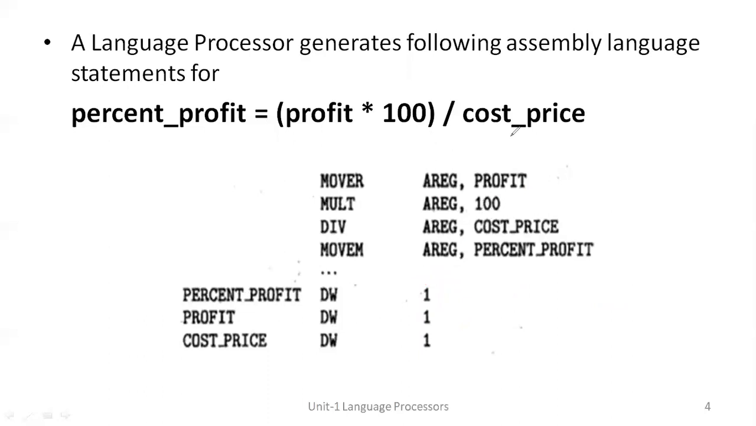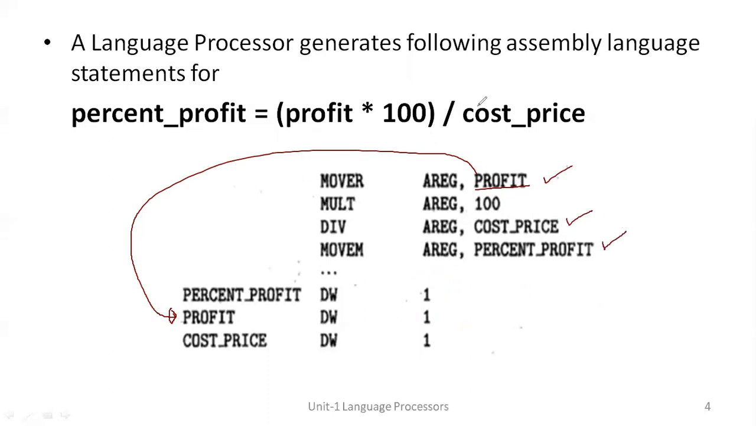Now you can see here the profit is used before its declaration. What is the data type of profit is given here, but before that it is used. Applicable for cost price, applicable for percent profit.